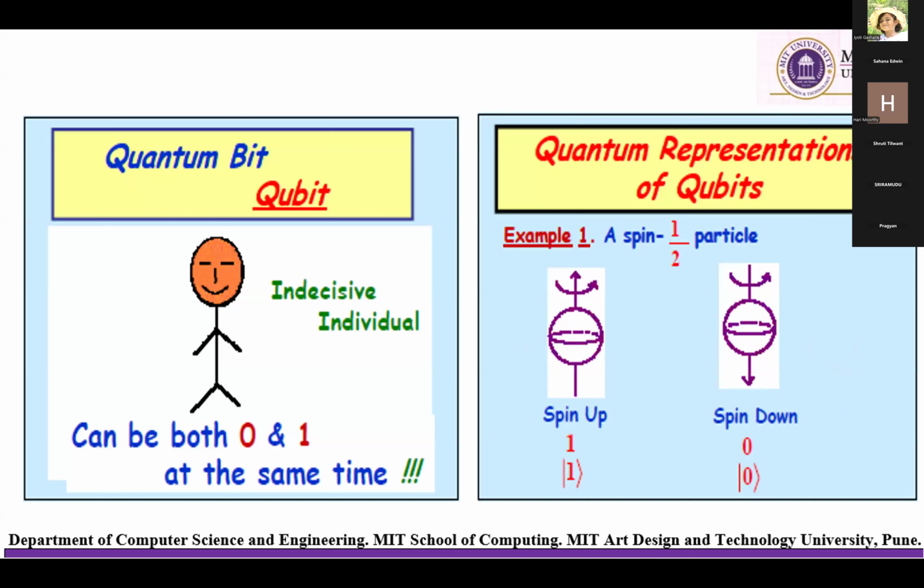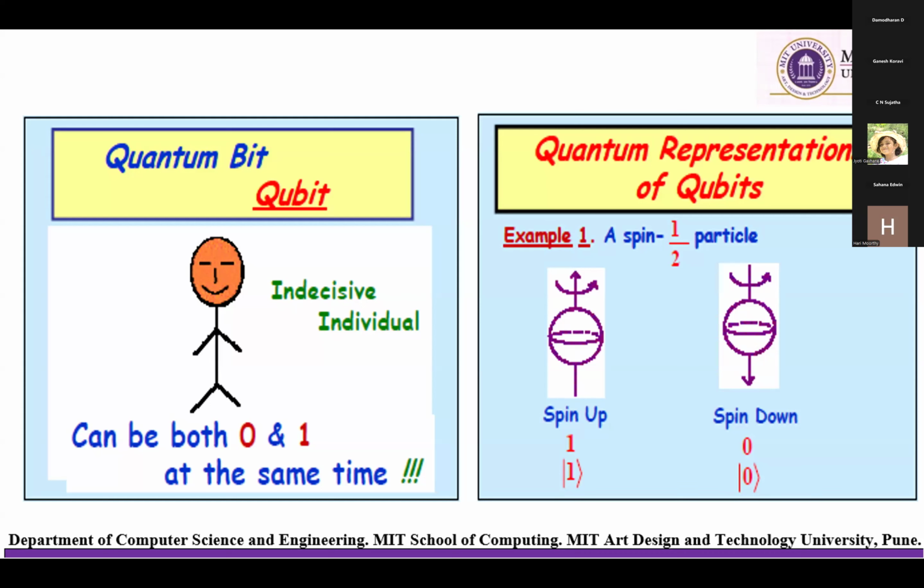Unlike classical bits, quantum bits or qubits have the unique ability to exist in a superposition of both 0 and 1 simultaneously. This characteristic is often referred to as being indecisive, as a qubit is not strictly one state or the other, but a combination of both until measured. This feature is fundamental to quantum computing and allows for parallel computation, significantly enhancing the processing power.